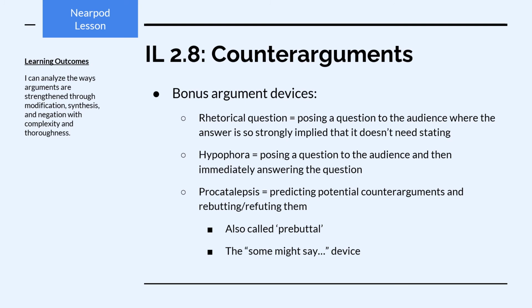Third device, procatalepsis, which is predicting potential counterarguments and then rebutting or refuting them. Procatalepsis is also sometimes called prebuttal because it's not like you're rebutting something that someone has argued, you're predicting that someone might argue against you, and so you cut them off with that prebuttal. I like to call procatalepsis the "some might say" device. So you're not actually rebutting any specific criticism that anyone's had, you're anticipating that some might have this criticism or this counter-argument, and then you're using that to refute it.